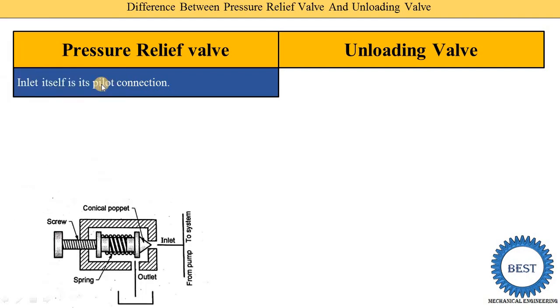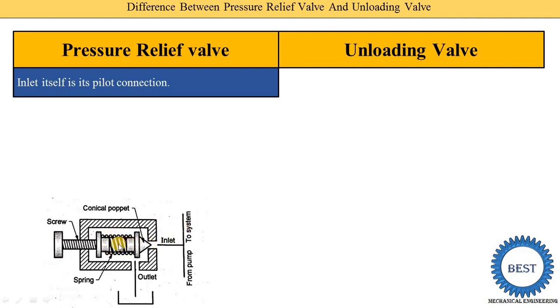Here you see the diagram of the pressure relief valve. This inlet works as a pilot connection. Generally, a pilot connection is used to operate a valve, to turn it on or off. Here, the inlet pressure itself increases above its preset value.